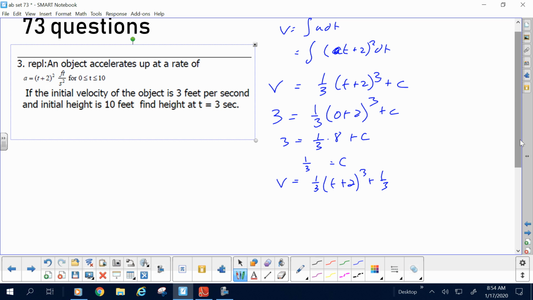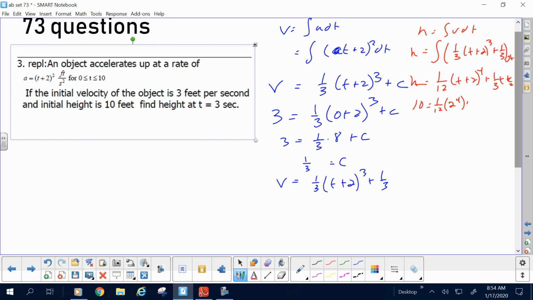All right, now on to the height we go. How do you find height? Integrate v. 1/3 t plus 2 cubed plus 1/3. So that is something like 1/12 t plus 2 to the 4th plus a third t plus a new constant. The initial condition there is 10 equals 1/12 of 2 to the 4th plus 0 plus C2. That's 16 over 12, so 4/3. So C2 is 30/3 minus 4/3, so 26/3. So the height equation is 1/12 t plus 2 to the 4th plus a third t plus 26/3.